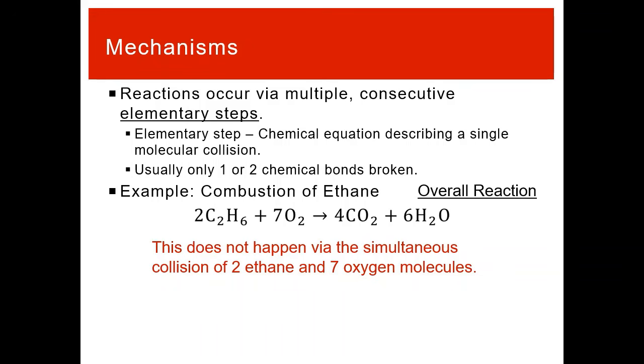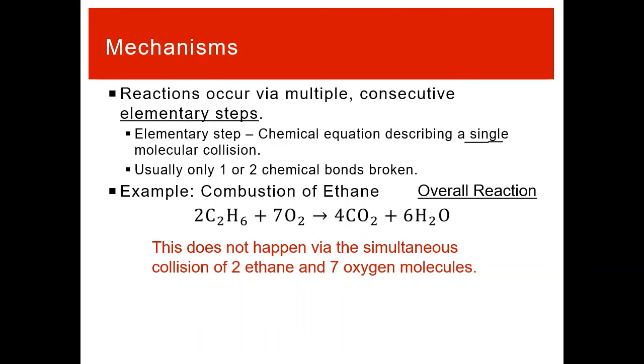In order to answer that, we need to talk about the idea of a reaction mechanism. When we write an overall reaction, we are writing the overall change that we're seeing. But that reaction occurs via multiple consecutive elementary steps. An elementary step is a chemical equation involving a single molecular collision. When I say a single molecular collision, I mean a single reactive event of one molecule changing or two molecules colliding. Normally an elementary step involves pretty small changes. Usually only one or two chemical bonds are broken.